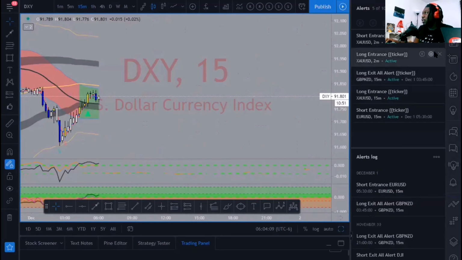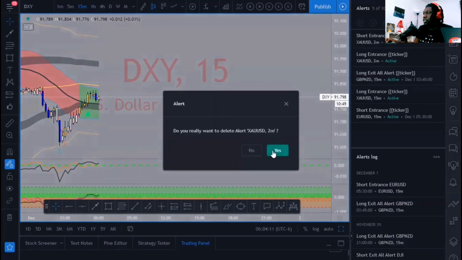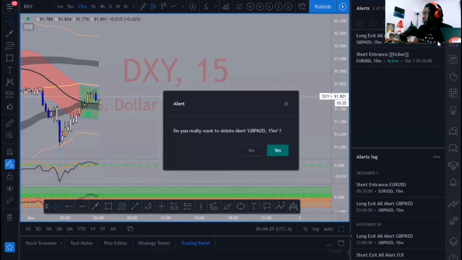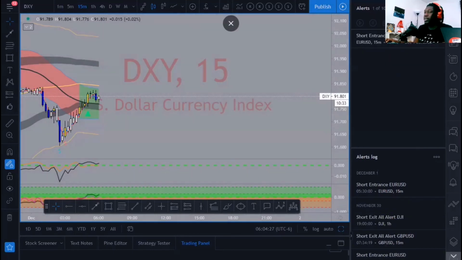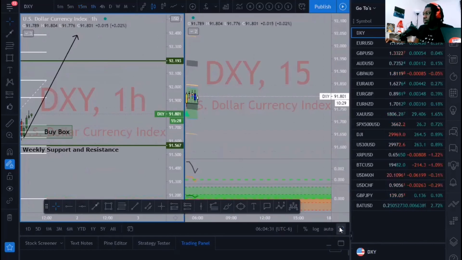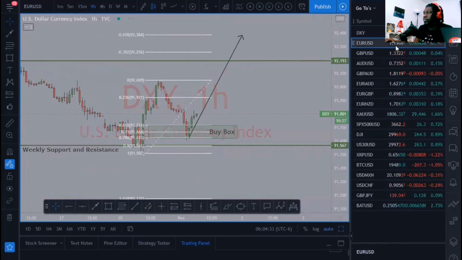Let me actually come over here real quick and get rid of some alerts. See, this didn't even activate. That's what just gets me mad sometimes. Short entrance for this, just set an alert. Cool. All right, so let's go on. Let's just go over now to the Euro USD.